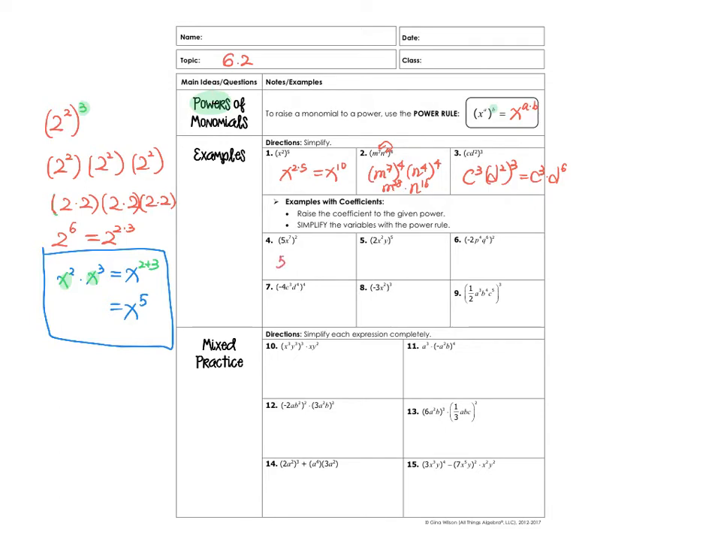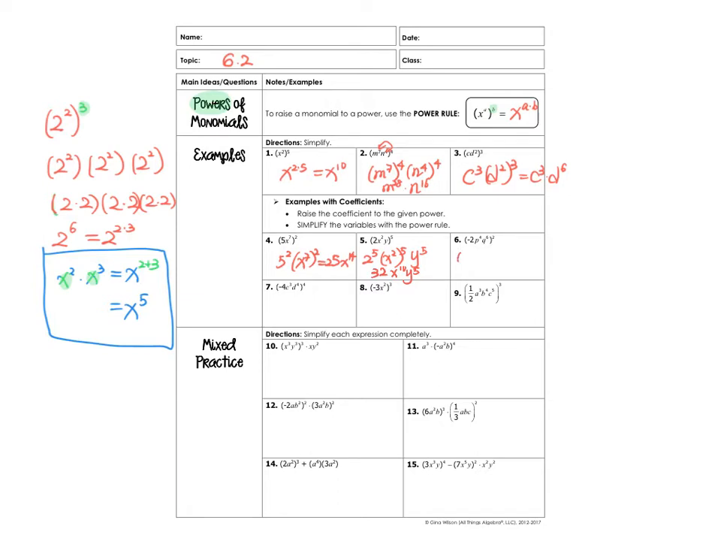So in this case, the 2 has to be distributed to the 5, and then x raised to the 7th. Make sure to protect it with parentheses, and you should have x raised to the 14th, right? So this is 2 raised to the 5th times x squared raised to the 5th times y raised to the 5th. And now you simplify it. And you should have 32 x raised to the 10th, y to the 5th.